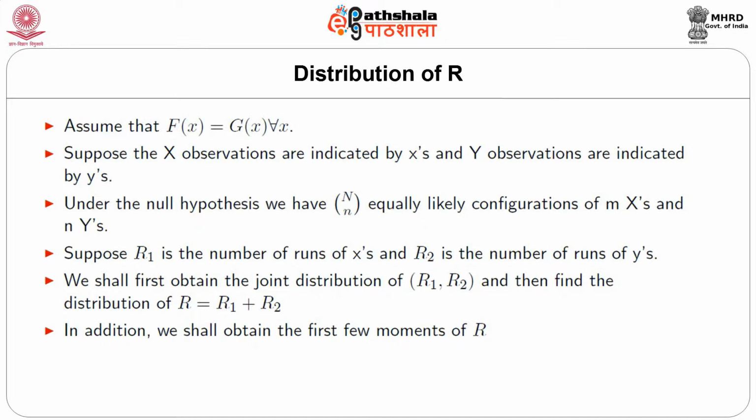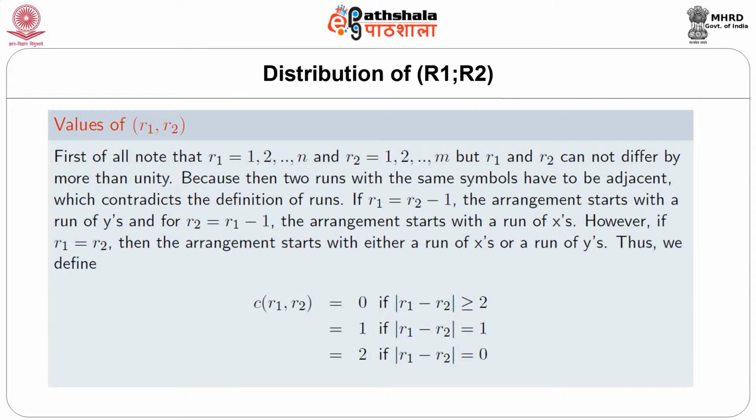Under the null hypothesis, we have m plus n choose n equally likely configurations of m x's and n y's. Suppose R1 is the number of runs of x's and R2 is the number of runs of y's. We shall first obtain the joint distribution of R1 and R2, and then find the distribution of R, that is the total number of runs. In addition, we shall obtain the first few moments of R. So we start with the joint distribution of R1 and R2.